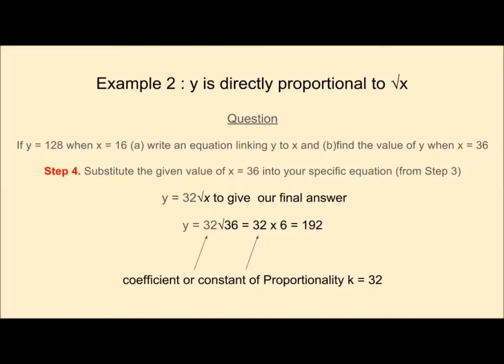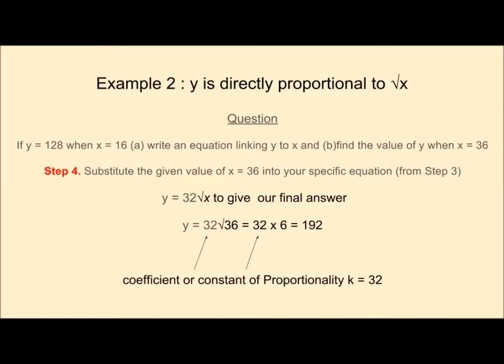We substitute in the value for x, which is 36, and that will give us then y is equal to 32 times 6, which is 192. So the answer to part B, the value of y when x is equal to 36, is that y is equal to 192.